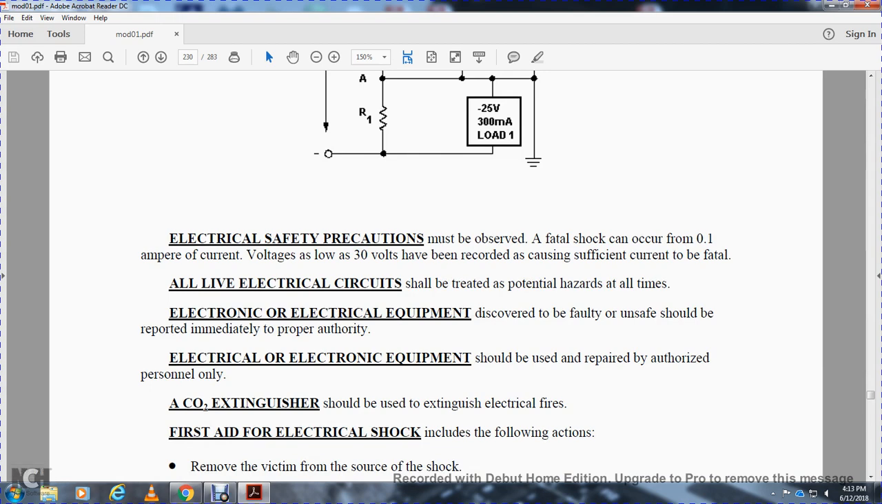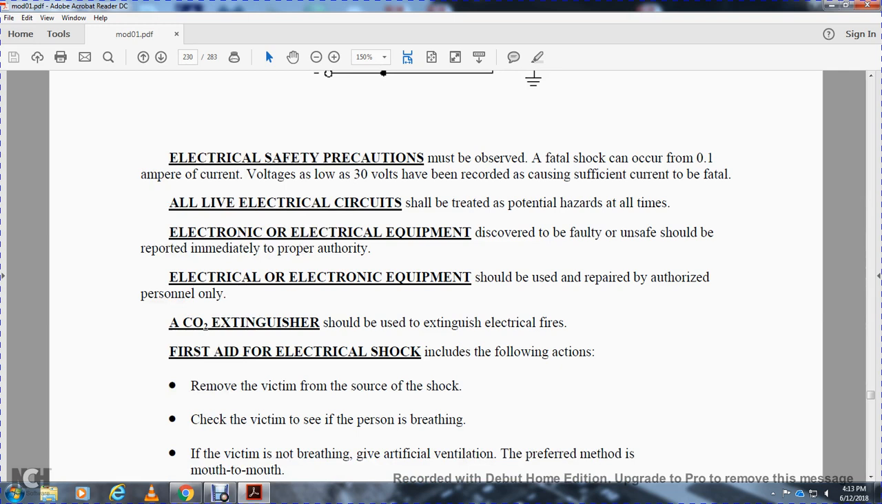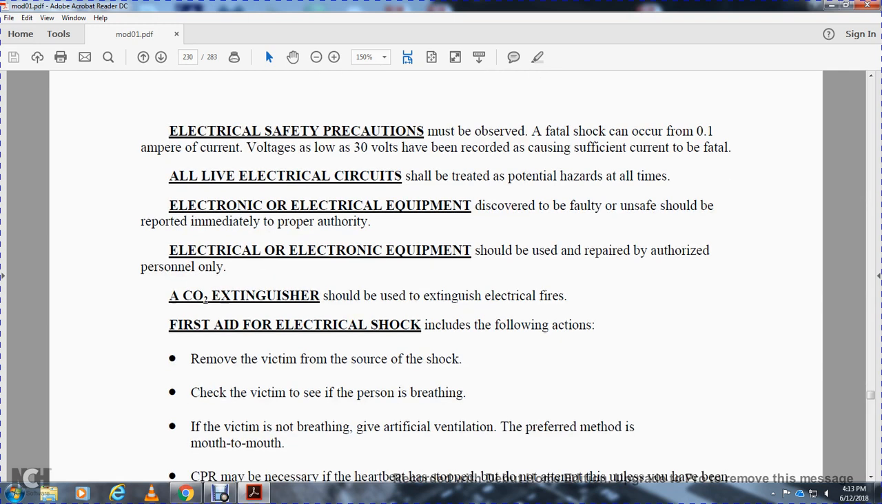A CO2 fire extinguisher should be used to extinguish electrical fires. First aid for electrical shock includes the following actions: remove the victim from the source of the shock, and check if the person is breathing. If the victim is not breathing, give artificial ventilation.